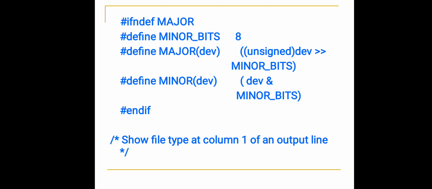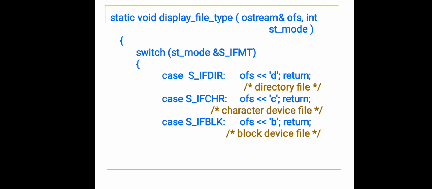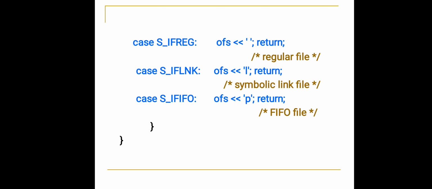static void display_file_type(ostream &ofs, int st_mode). switch (st_mode & S_IFMT). case S_IFDIR: ofs << 'd'; return a directory file. case S_IFCHR: ofs << 'c'; return character device file. case S_IFBLK: ofs << 'b'; return block device file. case S_IFREG: return regular file. case S_IFLNK: ofs << 'l'; return. case S_IFIFO: ofs << 'p'; return FIFO file.